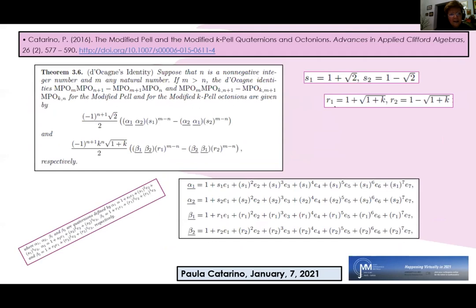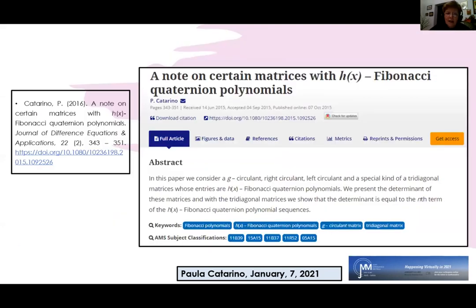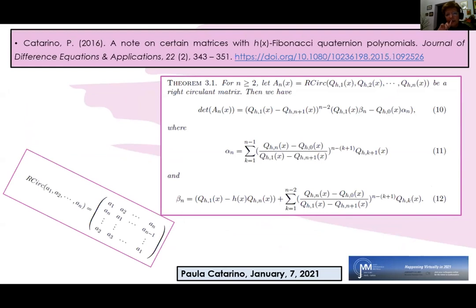Okay, the same. For the next one, the second, we also have the abstract of this paper, and in this paper I use some types of matrices whose entries are exactly elements of this sequence. For this, we use the R-circulant matrices, and if you put elements of this sequence in the entries of this matrix, we can prove that the determinant of this kind of matrices is given by this expression with quaternions.